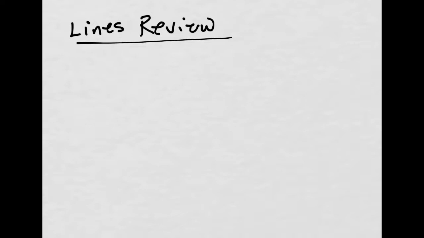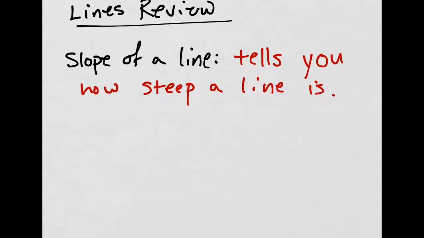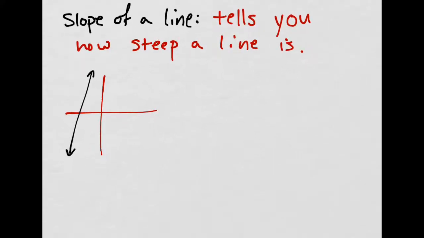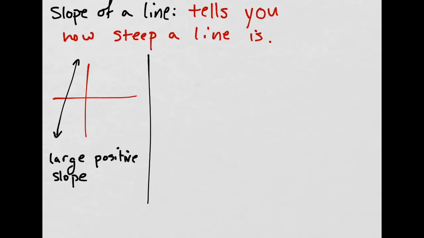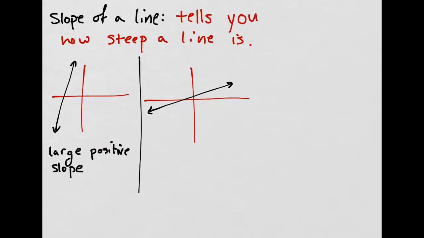What's the slope? What does slope mean? Slope is a characteristic of lines, and it tells you how steep a line is. If I had a line like this, it's a very steep line, and it has a large positive slope. This is just some pictures and descriptions. If it was not as steep, I would say a small positive slope.